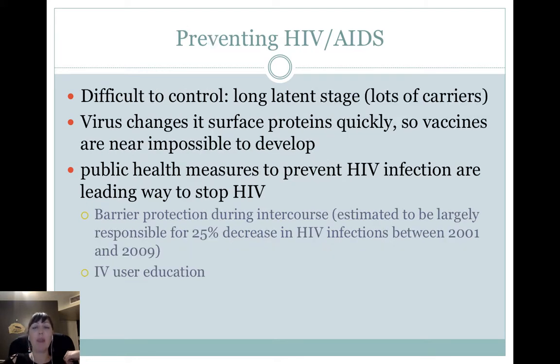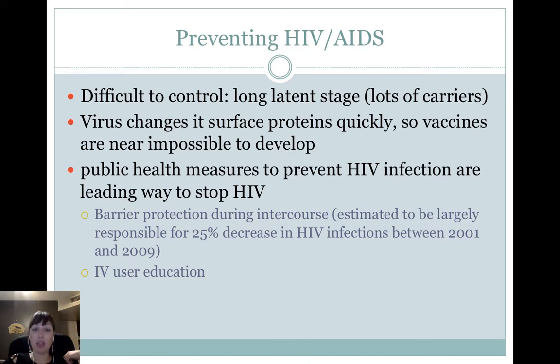Okay, it's hard to prevent HIV only because it's difficult to control. The virus changes its surface proteins quickly, so vaccines are nearly impossible to develop at this point. Public health measures to prevent HIV are the leading way to stop it. So this is encouraging the use of condoms, right? Barrier protection during intercourse. And this is estimated to be largely responsible for the 25% decrease in HIV infections that was seen between 2001 and 2009.